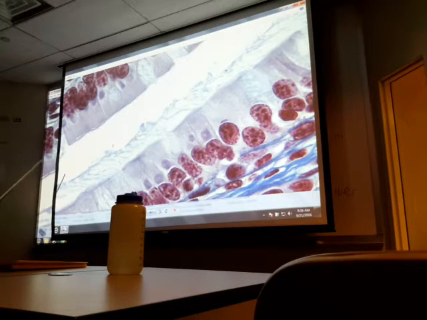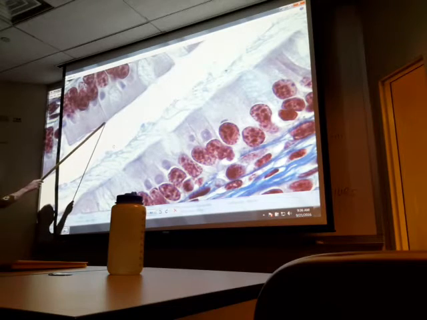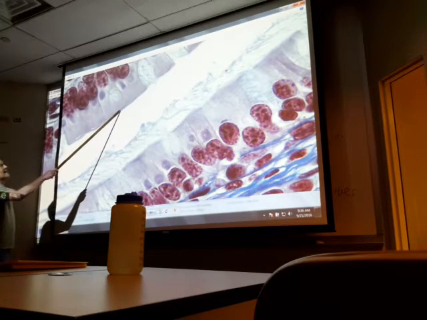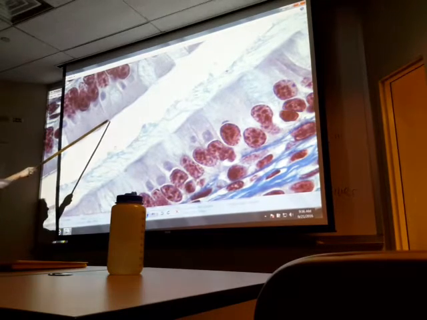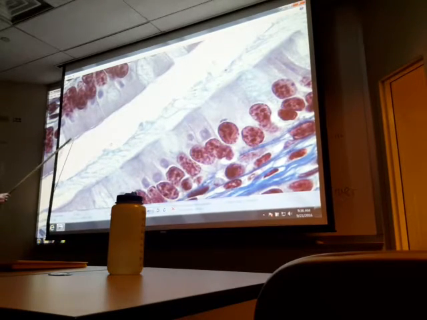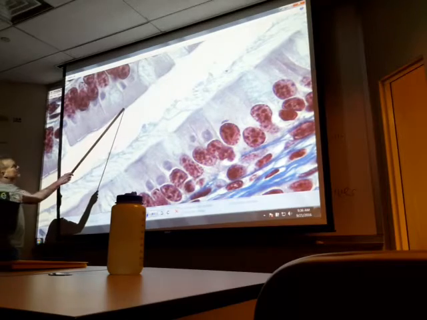This is a super, super high resolution picture. I can't say that I see individual microvilli, but I see something there. Absolutely. It looks almost like the bristles of a paintbrush. And that is the brush border.